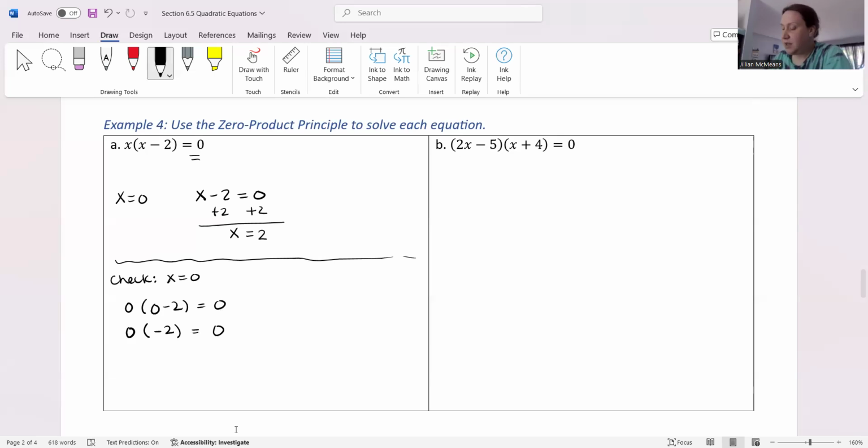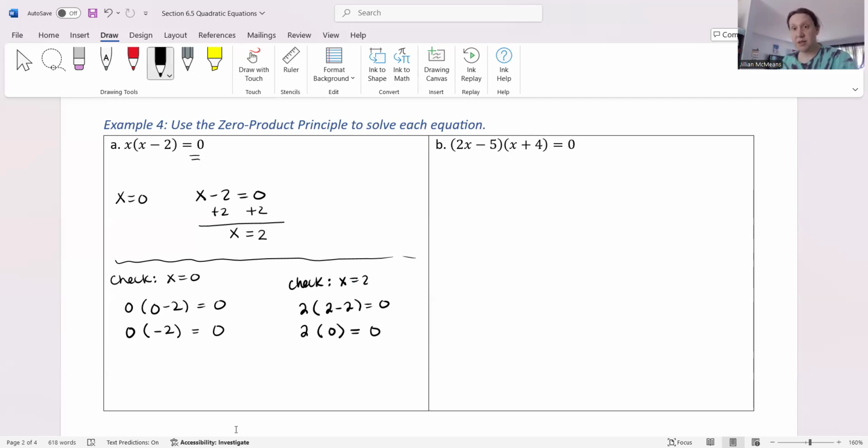All right, now let's check x equals 2. So if we take that original equation and plug in 2 for x, we will get 2 times 2 minus 2 equals 0. Well, 2 is just 2, but 2 minus 2 is 0. And what is 2 times 0? Well, it's 0. So by taking this factored equation and setting each factor equal to 0 and solving, we get the two solutions for this equation.